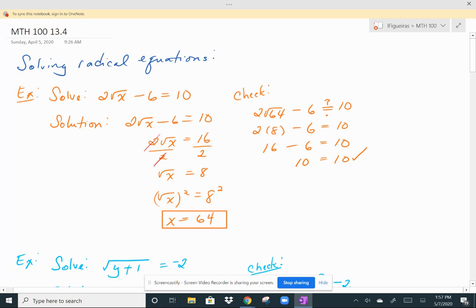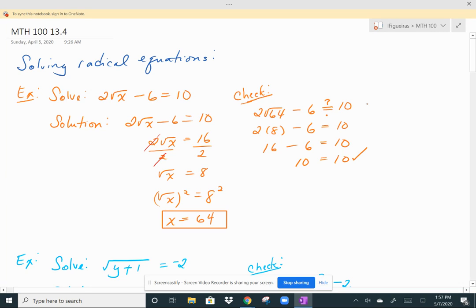With radicals, it's important that you check your solution. Even if you did everything correct, sometimes the solution does not work in the original equation. So it's a good habit for you to get into by just plugging in and seeing if the left side equals the right side when you plug in the answer.